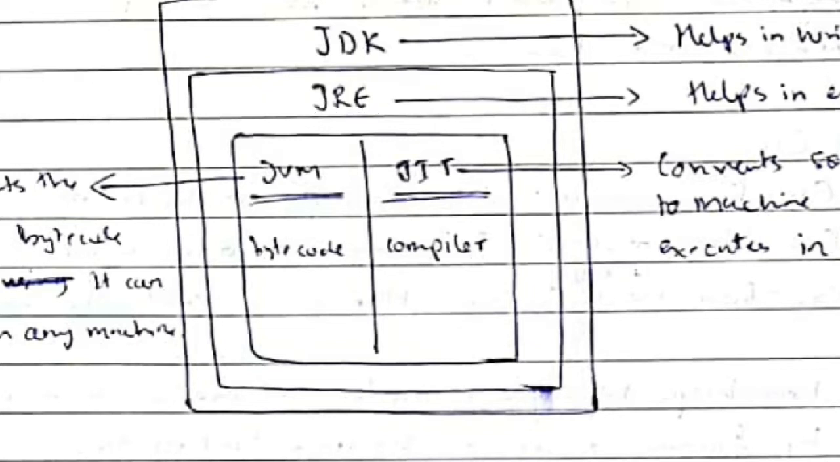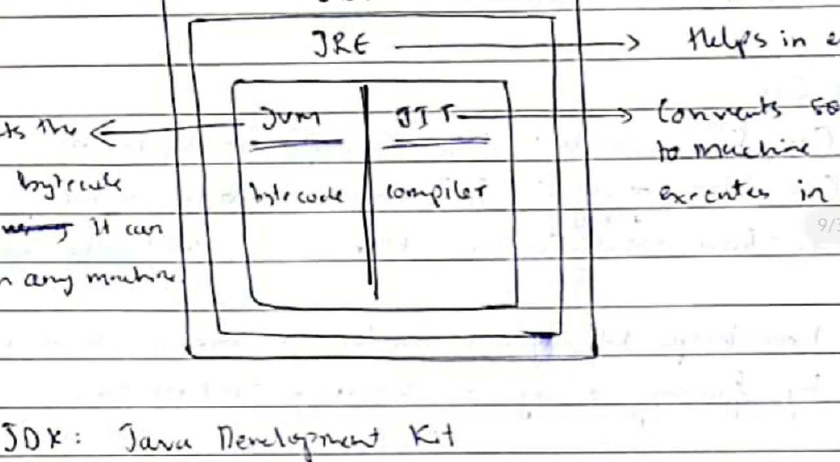So only if you want to execute the code, just download JRE, no need to download JDK. But if you want to write the code and debug it as well, then you have to download JDK also, because it has some debugging tools. Then in JRE you have two things. First one is for compilation purpose, second is for execution purpose.